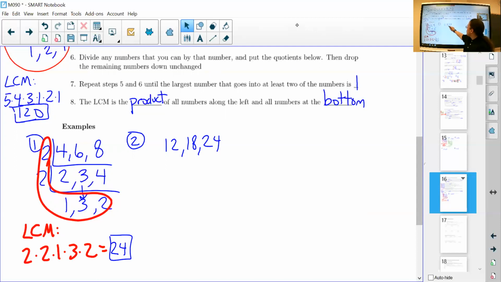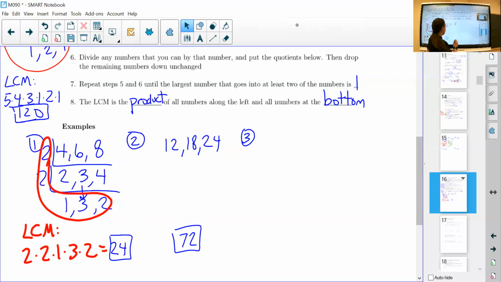No matter how you do your first step, you just keep going until you get something that does not have a common factor for all 3. And then you do your dropping things down that don't show that factor. Just to give you the answer to check your work, feel free to pause it and do that. The answer is 72. 12 goes into 72, so does 18, so does 24. No smaller number works.